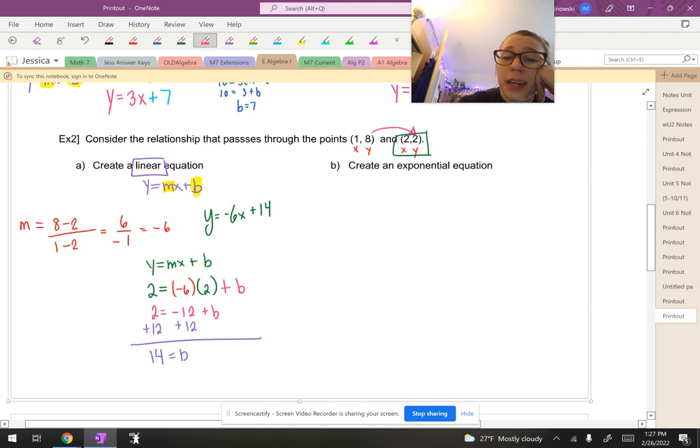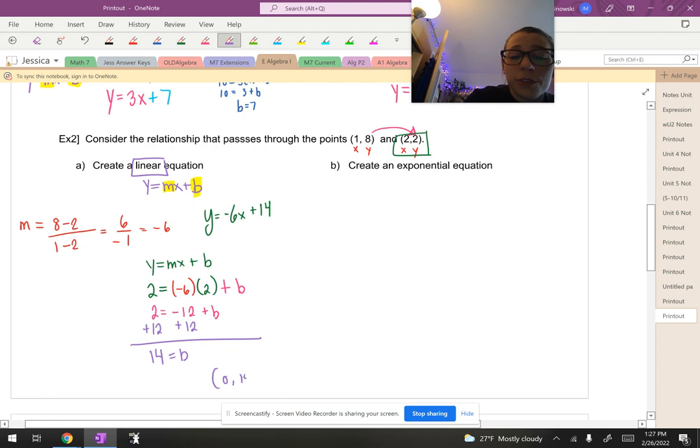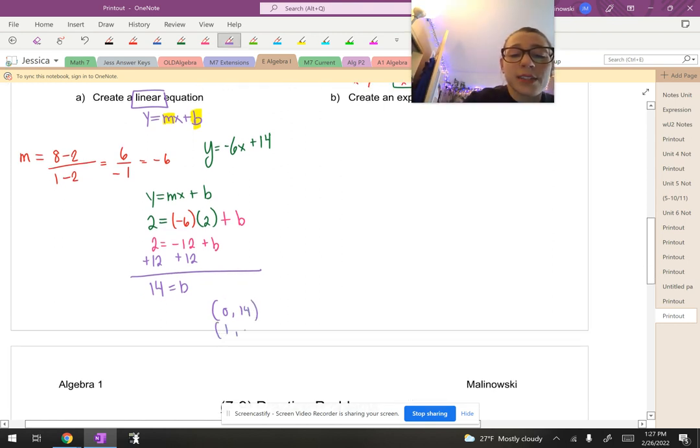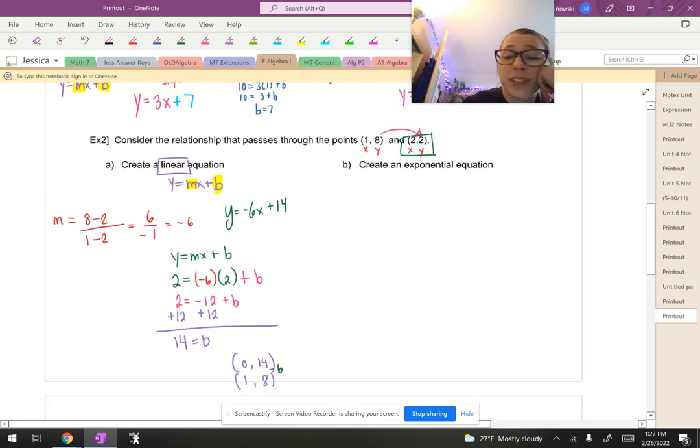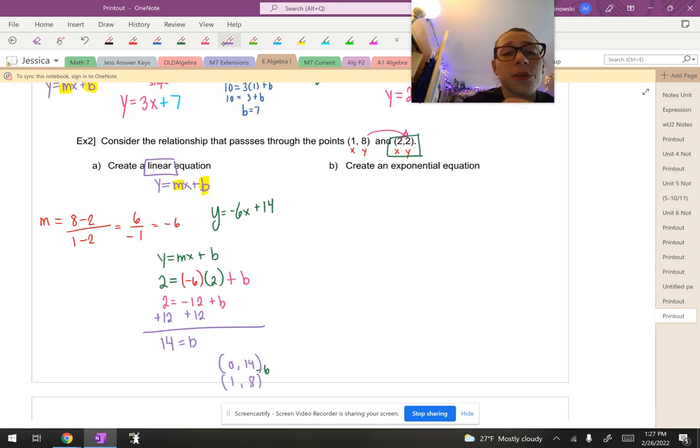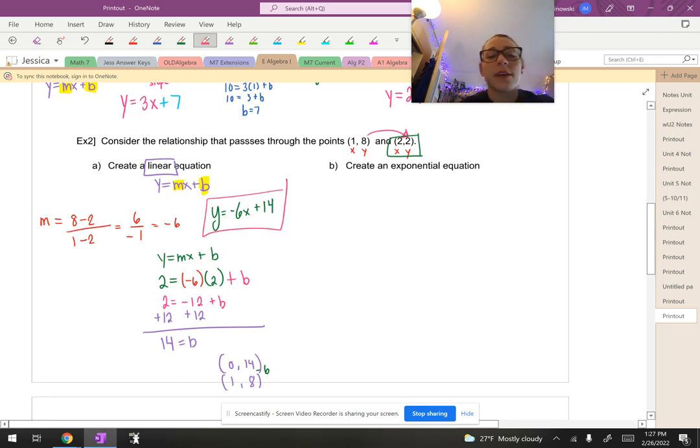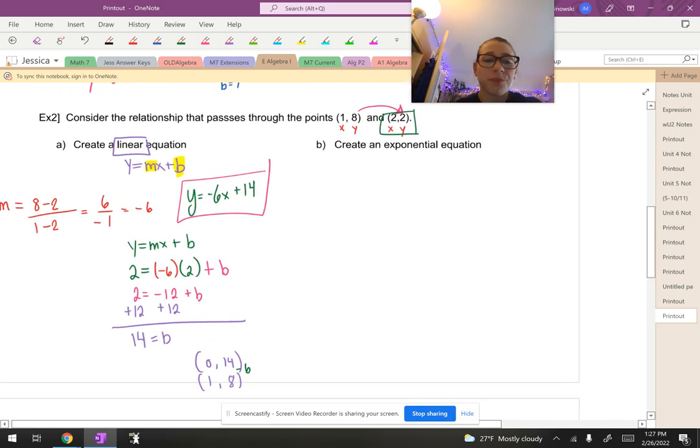It also makes sense because I can take 8 and subtract 6 from it and get 2, which means that it makes sense that my y-intercept is 14, giving me that point (0, 14). Because if I have (1, 8) and my slope is negative 6, 14 minus 6 gets me that 8. Or going backwards, 8 plus 6 gets me that 14. I'm rambling. Okay, cutting it short. Boom. Linear equation created.